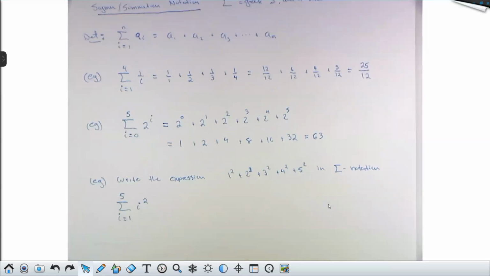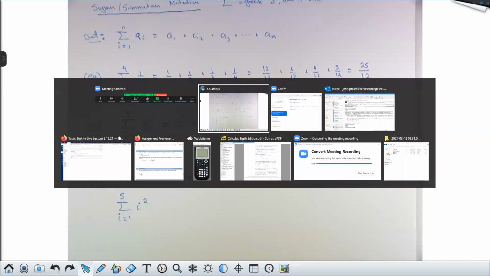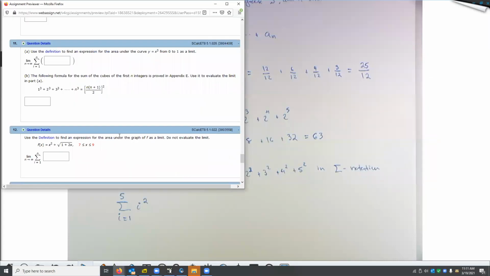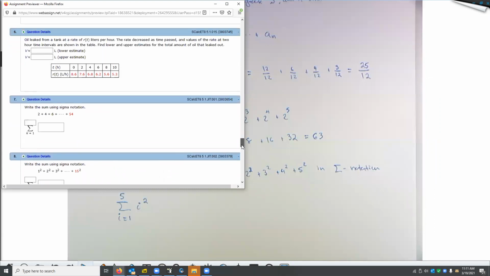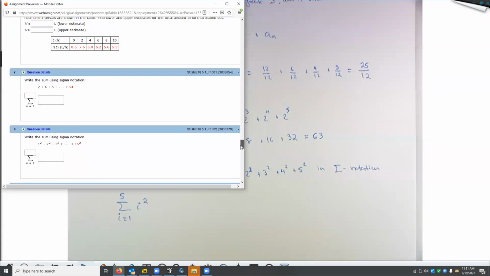This notation can take a little bit of getting used to, especially if you haven't seen it before, but you're going to want to take the time to get used to it, because in your homework this week, and there is homework this week, you have a handful of problems that ask you to do precisely that.